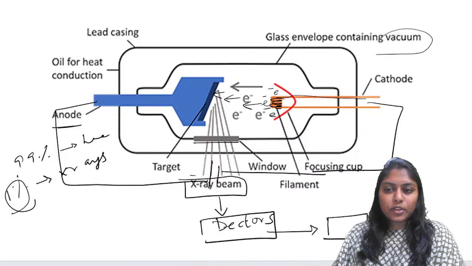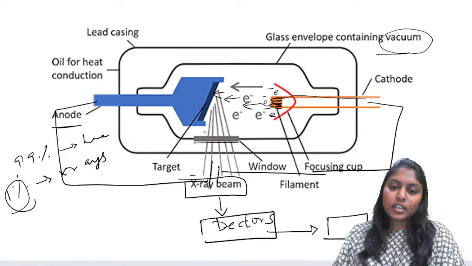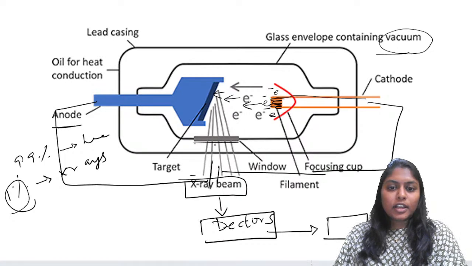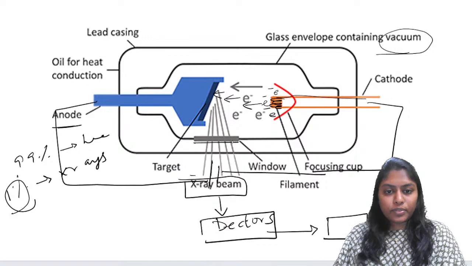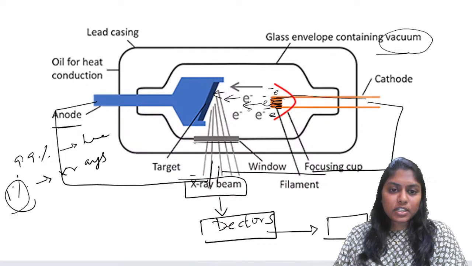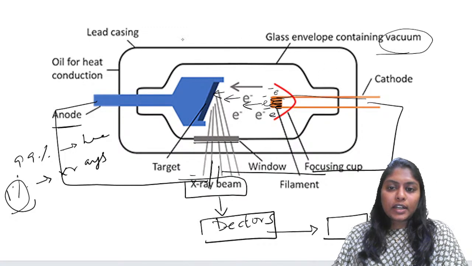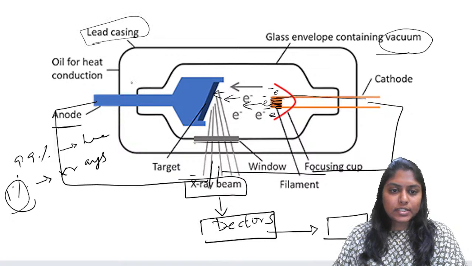Why vacuum? Because if the electrons are moving in air, there is friction. In a vacuum there is no friction, and less energy is wasted. The entire apparatus is inside a lead casing or a metal casing, and there is oil for heat conduction. As we have already discussed, 99% is coming out as heat.